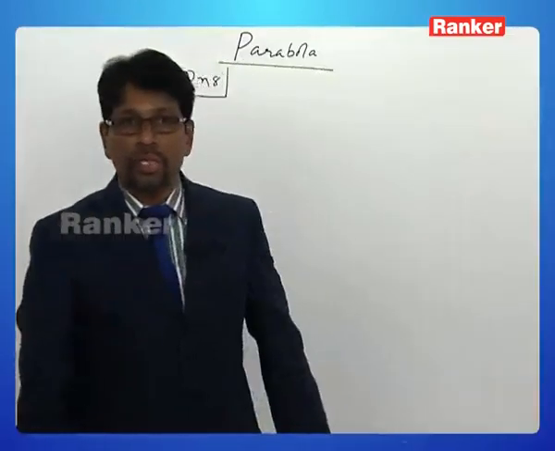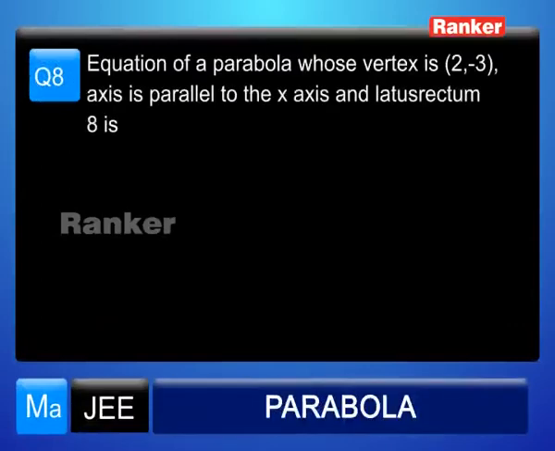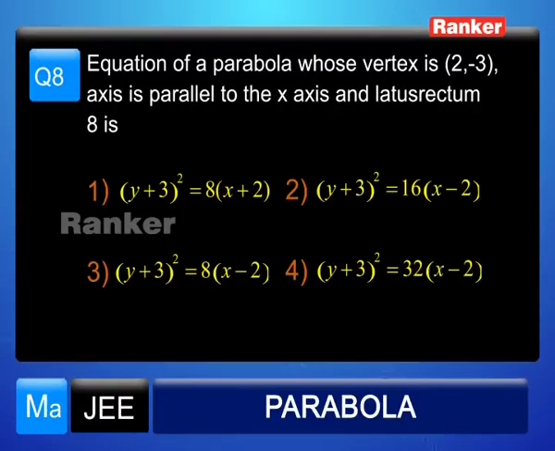Let's look at the next question, question number 8. The equation of the parabola whose vertex is 2 comma minus 3, axis is parallel to the x-axis, and the latus rectum is 8 units, is: first option, y plus 3 the whole square is equal to 8 into x plus 2. Second option, y plus 3 whole square is equal to 16 into x minus 2. Third option, y plus 3 whole square is equal to 8 into x minus 2. And fourth option is y plus 3 whole square is equal to 32 into x minus 2.